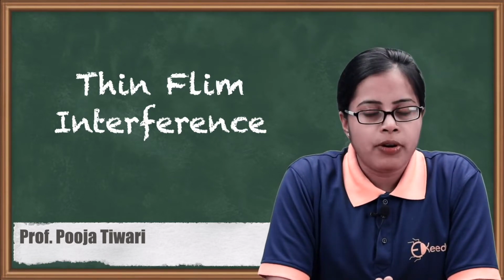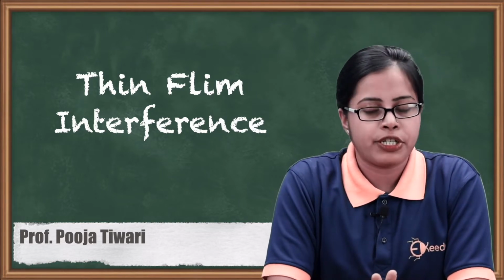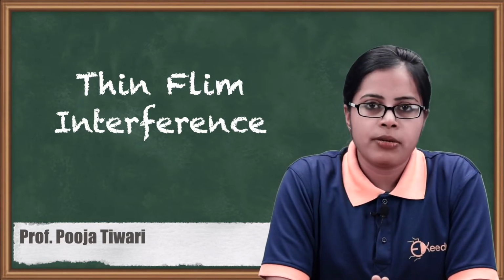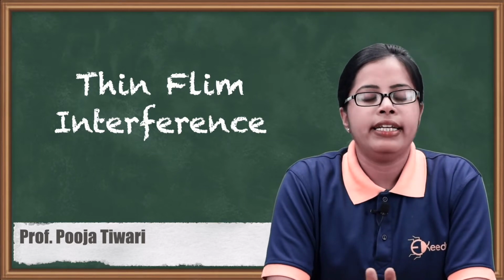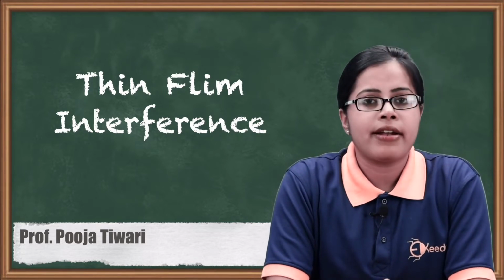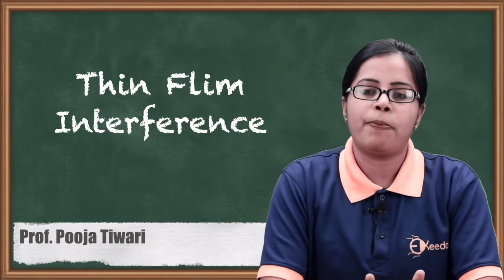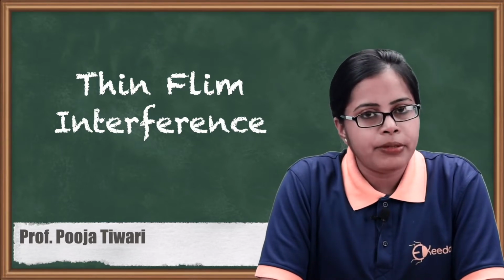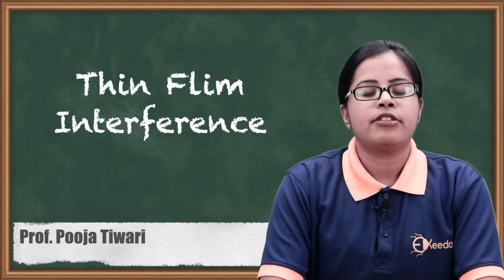Today we are going to talk about the methods of obtaining interference firstly. Secondly, we are going to talk about the parallel sided thin films, and then the interference obtained in the parallel sided thin film, and then we are going to calculate the conditions for obtaining the maxima and the minima. So this is what we are going to discuss in today's video. So let's start with the concepts.